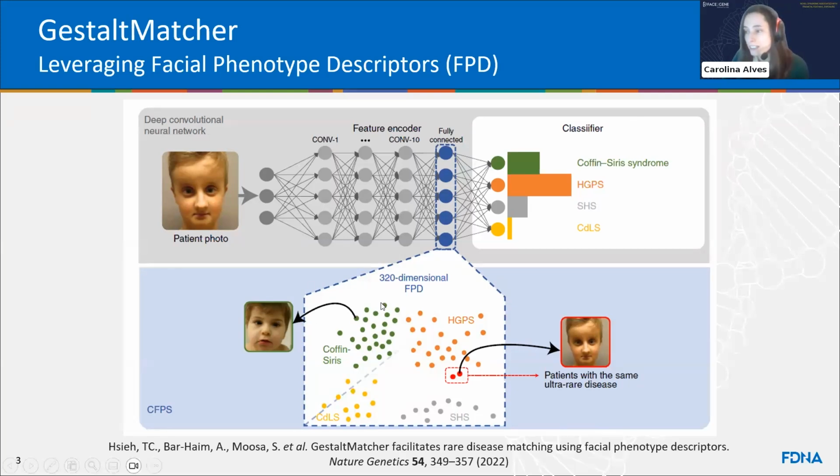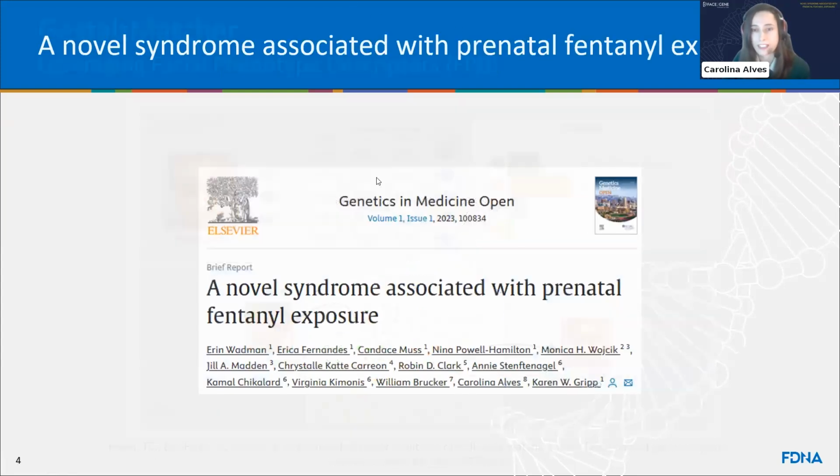You can see here, for example, that patients that have been diagnosed with the same syndrome, for example, here Coffin-Siris, tend to cluster together in this space. Now, the name of this technology is GestaltMatcher, and we can leverage these facial phenotype descriptors, these data points, these vectors, for syndrome classification, delineating new phenotypes, and also clustering patients. And this was exactly the technology that we used for the analysis for the publication that we are discussing here today.